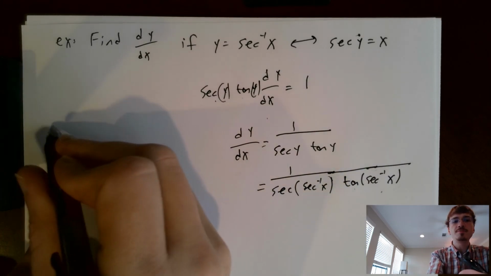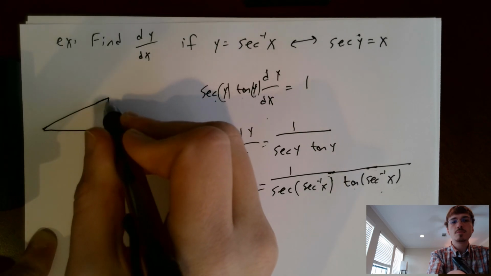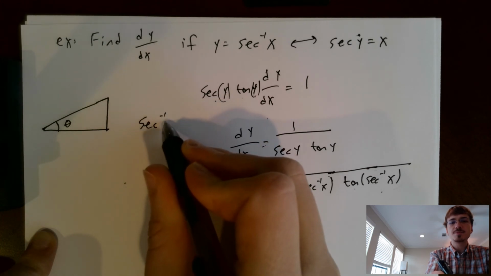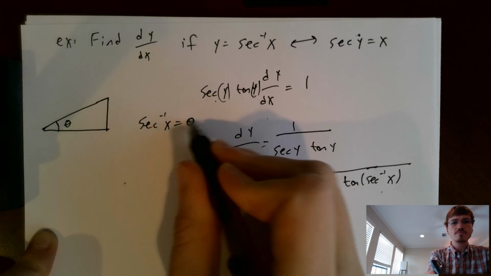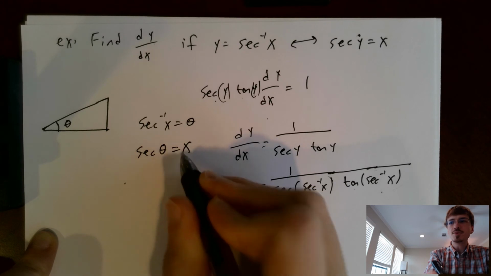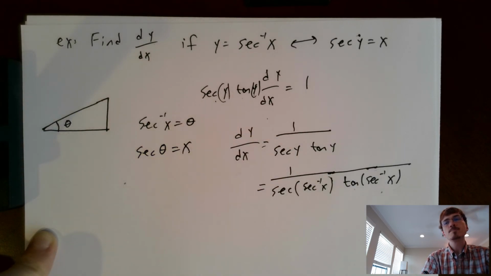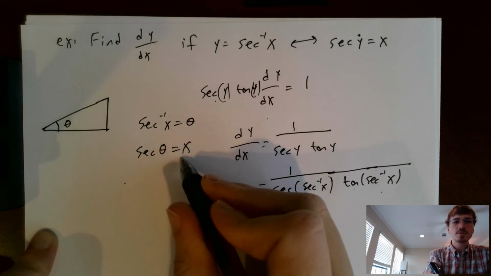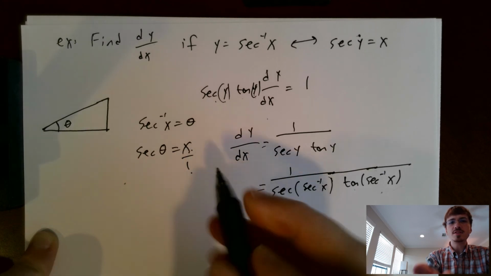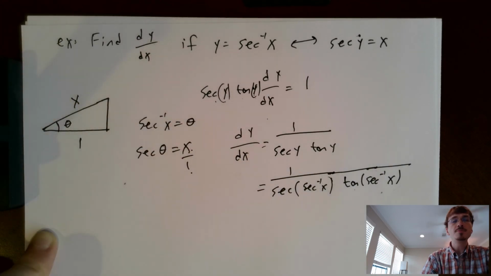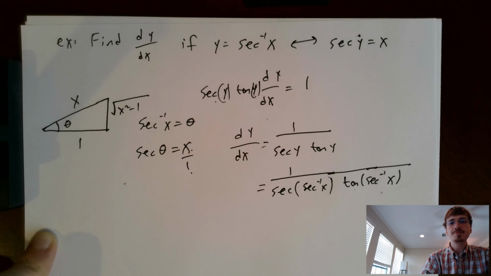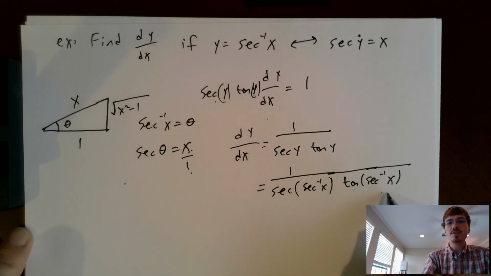Well, let's draw a triangle again. This angle theta is the arc secant of x. So that means that the secant of theta is equal to x. Okay? And of course we divide by 1. So it's going to be the hypotenuse divided by the adjacent, x divided by 1. And what goes on the opposite side? It's the square root of x squared minus 1. And now what is tangent of theta?